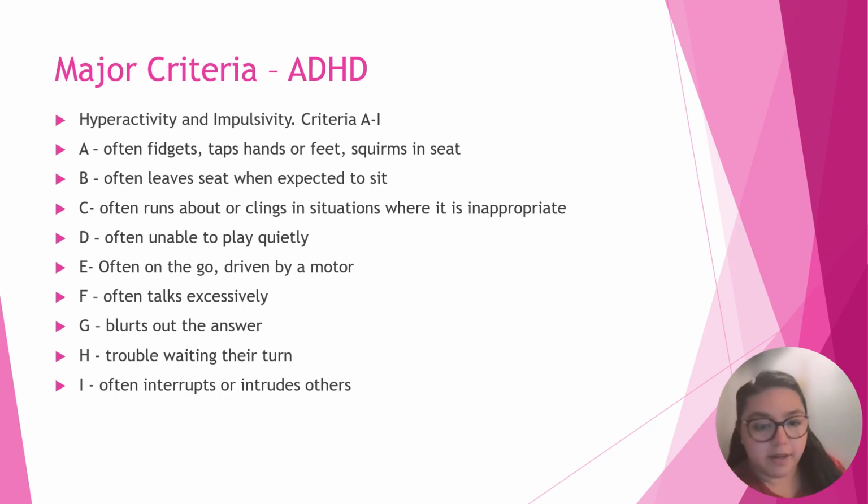So here we have hyperactivity impulsivity. Again, this is the subsection of the few sections ago that we talked about. I believe that it was 6 or more of these to be met for the criteria. So criteria A, again, this is the shortened version. Please follow along with your DSM.